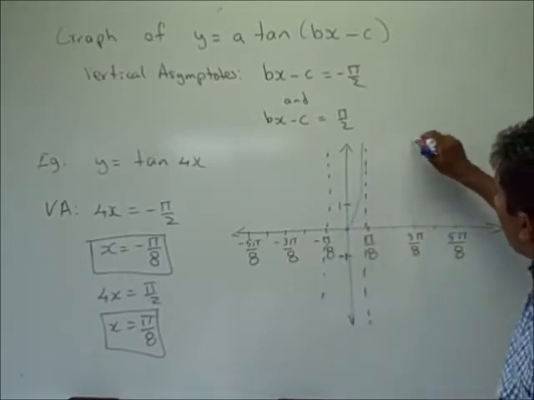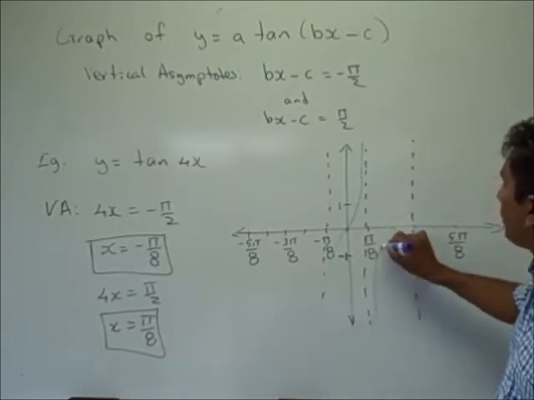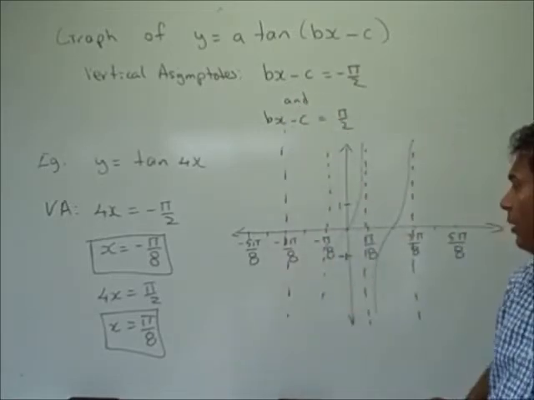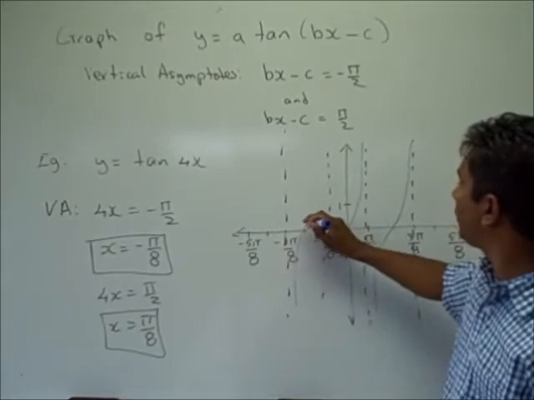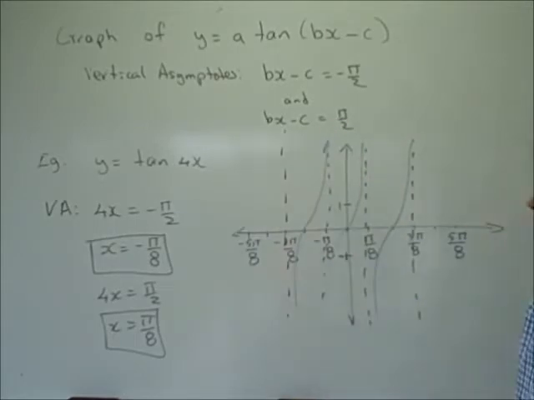If we draw in our other vertical asymptotes, we can sketch our corresponding points and draw several periods of this tan function here for x.